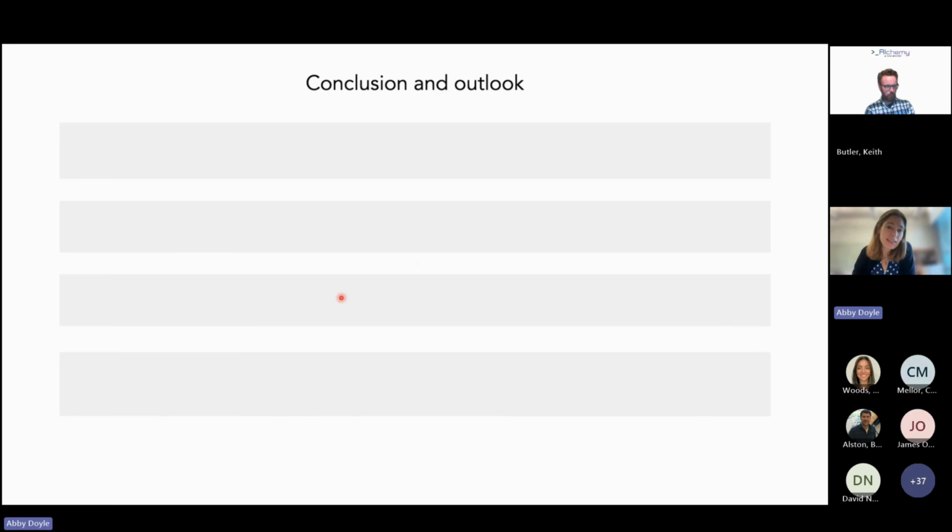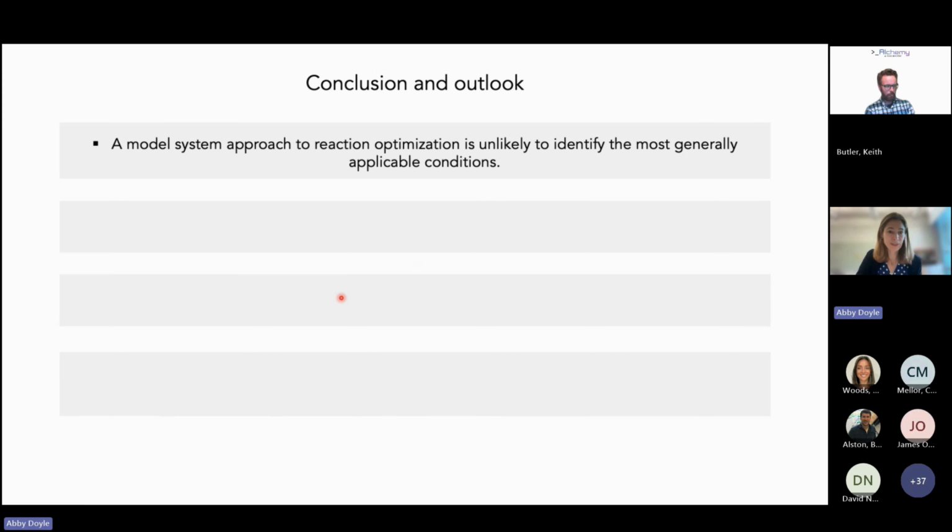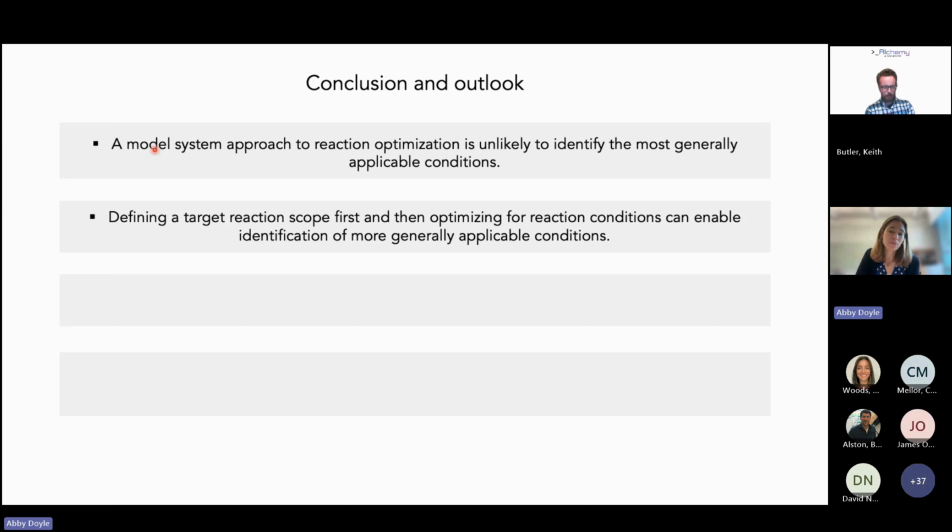We've gone on to apply this in other contexts, but I just want to conclude here given time. I think it's quite clear that a model system-based approach to reaction optimization is really unlikely to identify the most generally applicable conditions. If that's your goal, then this is not a good approach. Being able to first think about the chemical space of substrates that one wants to identify a catalyst or a reaction for, and then optimizing, is going to be a much better solution to that problem.